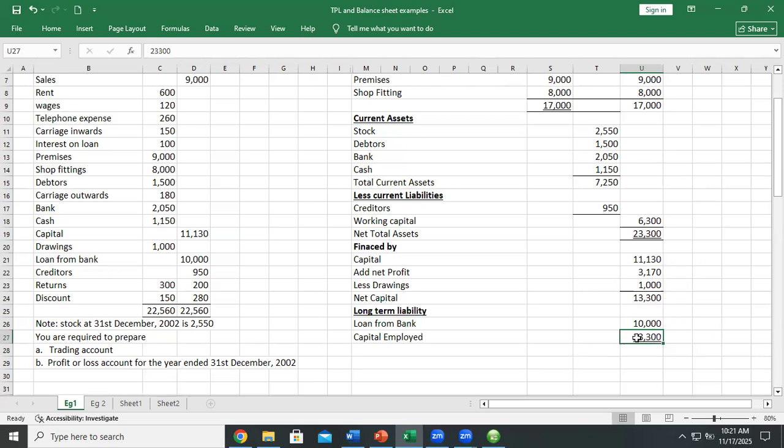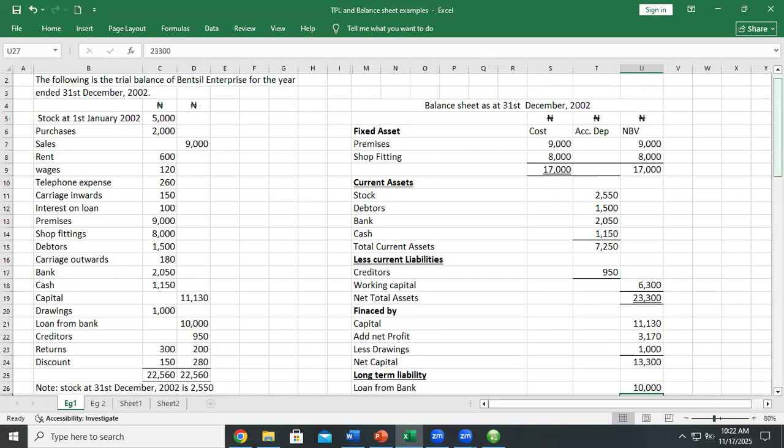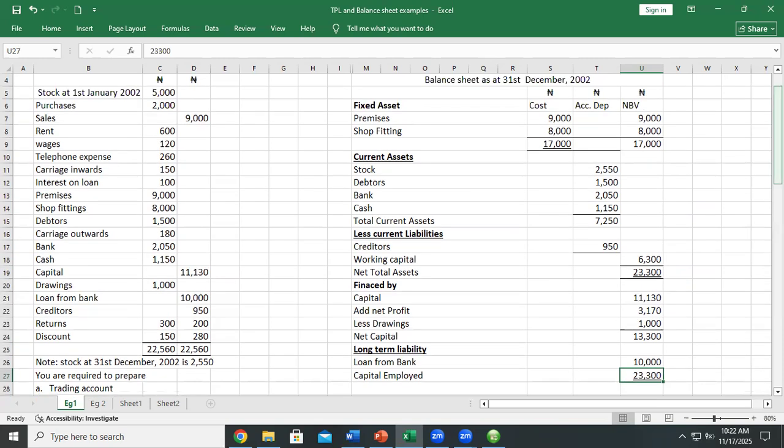So like I indicated, your capital employed should always be equal to your net total assets. If not, it means there is an issue you have to go back and rectify. So this is your balance sheet, and this is how you prepare your balance sheet.